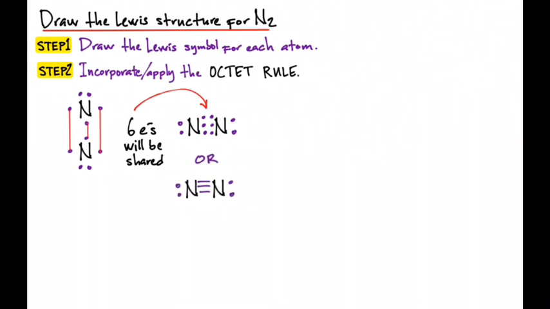We can also draw the Lewis dot symbol or the Lewis dot structure for nitrogen gas as shown here, where you have a total of 3 lines, and this is known as a triple bond. So a triple bond contains 3 bonding pairs, or a total of 6 bonding electrons.